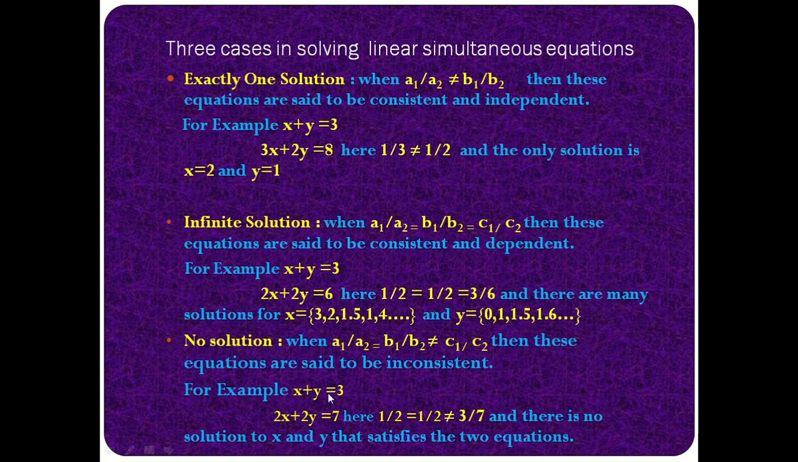For example, x plus y is equal to 3 and 2x plus 2y is equal to 7. See, a1 by a2 is 1 by 2, b1 by b2 is 1 by 2. So a1 by a2 is equal to b1 by b2. Then what is c1 by c2? It is 3 by 7, which is not equal to 1 by 2. And there is no solution to x and y that satisfies the two equations.